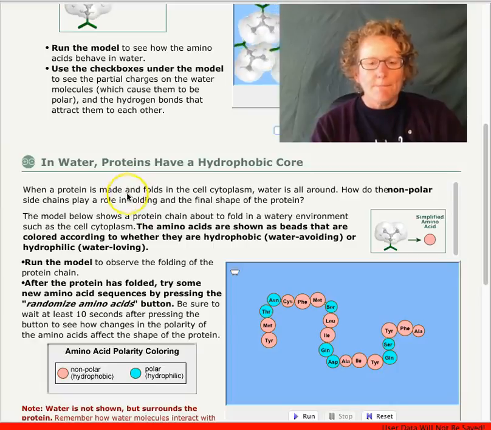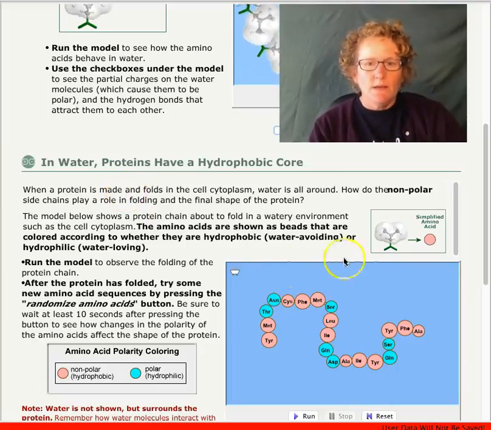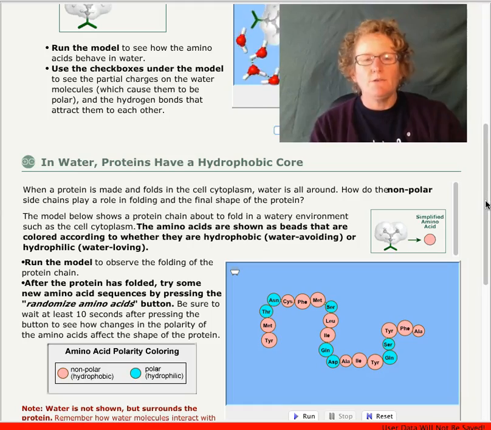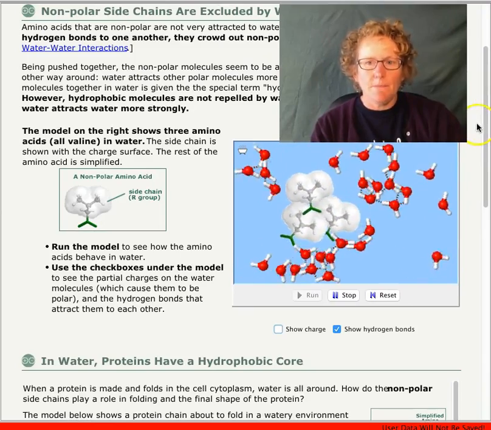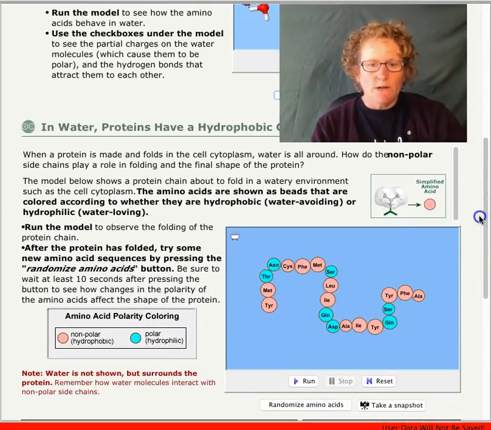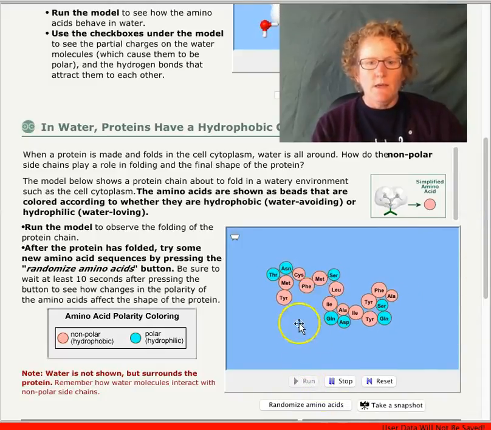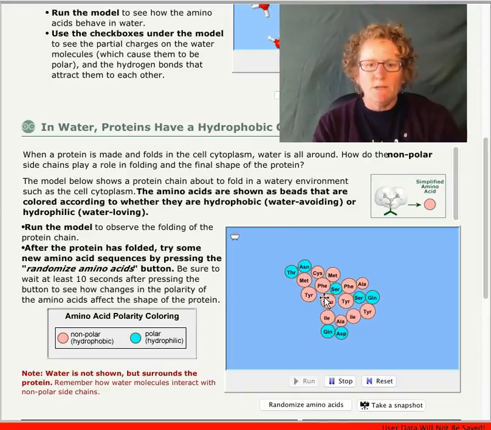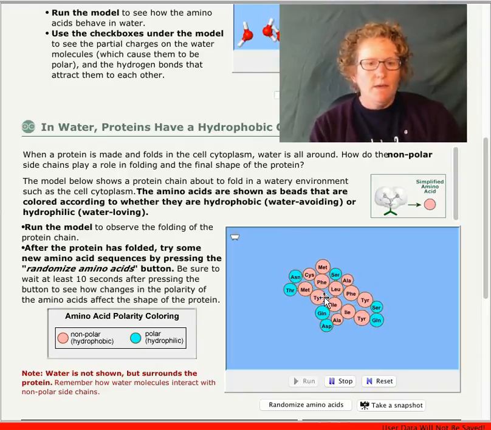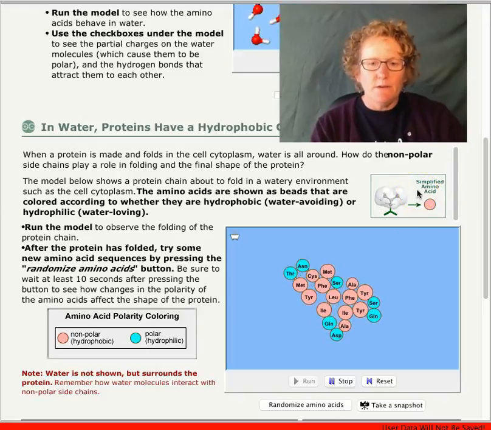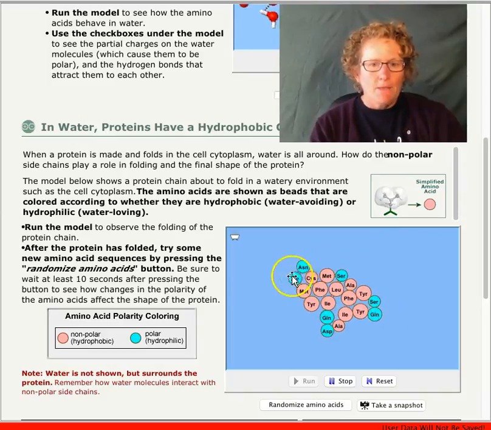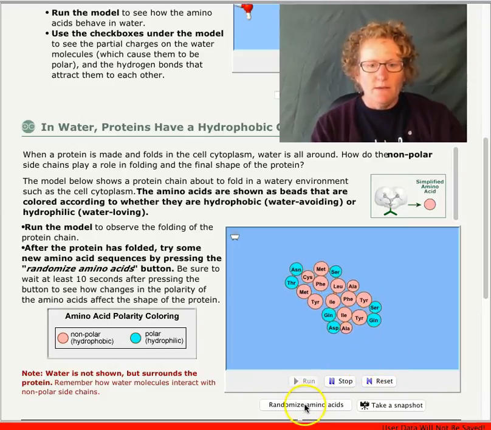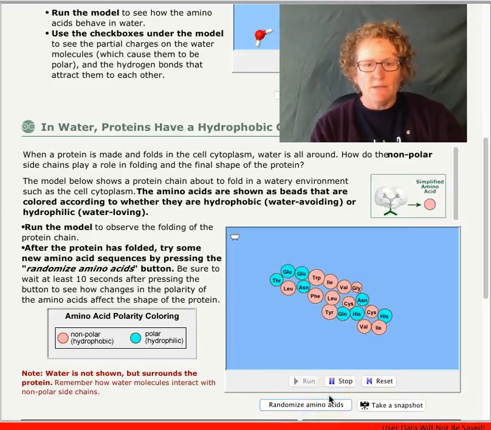So in water, the hydrophobic parts of the protein, the amino acids that don't make hydrogen bonds with water, like valine, something's going to happen to them. Let's watch what happens. I'm going to run this. The pink parts of this protein are hydrophobic, like valine that we saw above. So they get pushed to the middle, and the more polar amino acids, these blue ones, hang out on the outside. Let's randomize this amino acid chain and see what happens to different ones.